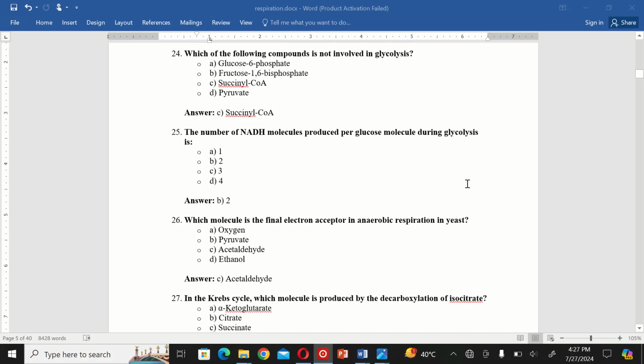Let's get started. The first MCQ is: which of the following compounds is not involved in glycolysis? A. Glucose 6-phosphate, B. Fructose 1,6-bisphosphate, C. Succinyl coenzyme A, and D. Pyruvate. So the correct option is C.